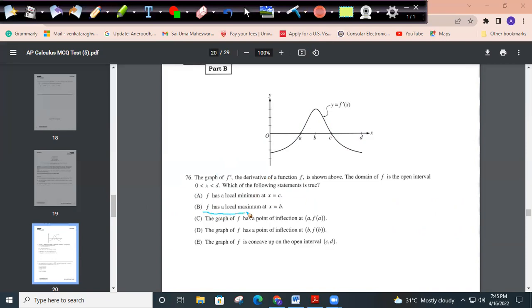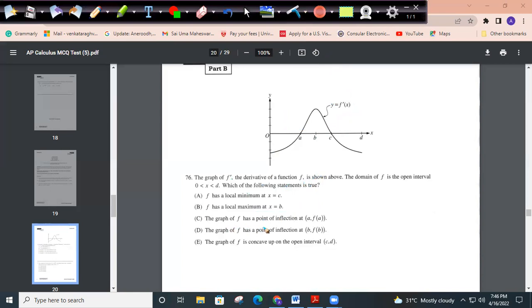Now come to option B. f has a local maximum at x equal to B. So this is not even f dash x equal to 0. It's not even a critical point. You should not say this graph is highest here. They'll mark it as f dash x has a local maximum or local minimum. So there is no point in discussing a local maximum at x equal to B. On both sides of B it is positive and positive, so it's meaningless to speak of maximum or minimum at x equal to B.